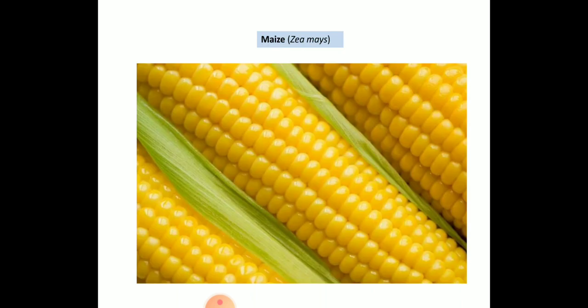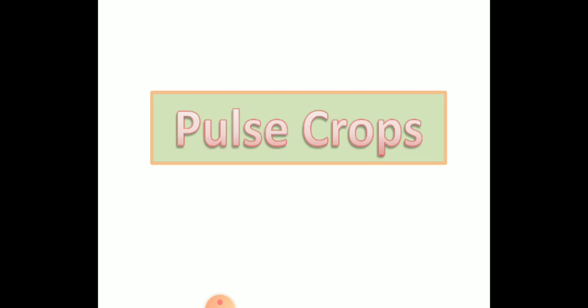Another group is maize. The scientific name of maize is Zea mays, family Poaceae. The major cereals all belong to the family Poaceae, also called Gramineae. The next group of economically important crops is the pulses. Cereals are rich sources of carbohydrates, but pulses are the main sources of protein. You have already studied the various groups of pulses.